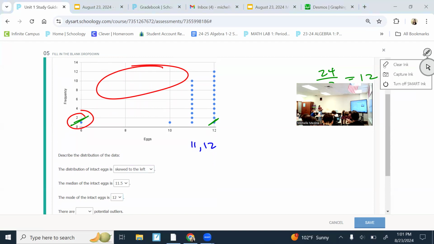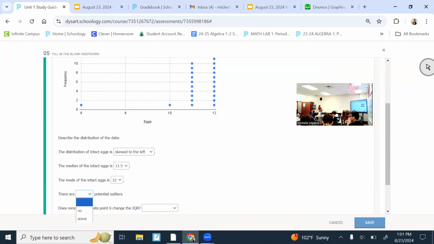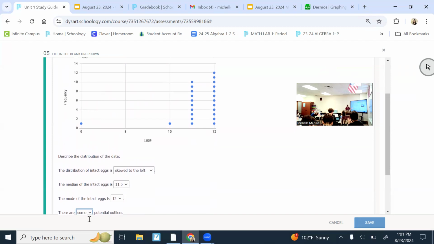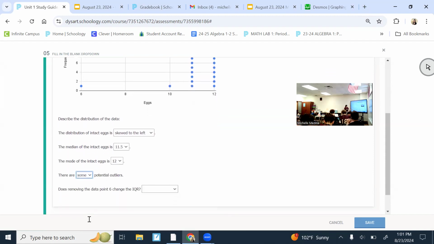And are there no potential outliers or some potential outliers? Some. Anytime it's skewed, usually there is a potential for outliers. The reason we say potential is because you actually would need a formula to prove it's an outlier. I don't think you need the formula for the test. I taught it to you, but you can kind of eyeball it most of the time and assume it's an outlier. So this is a potential outlier. So there are some potential outliers.